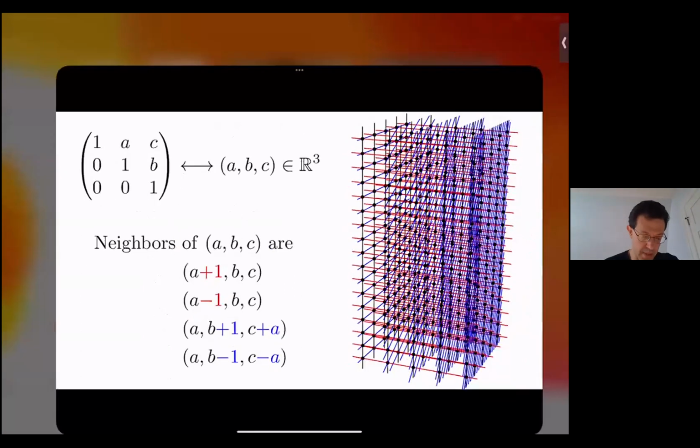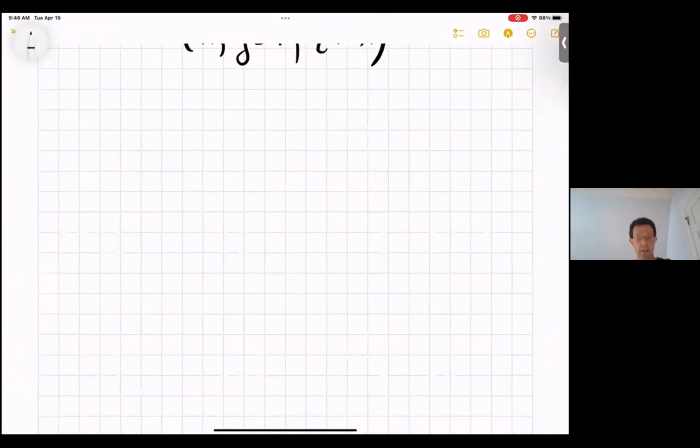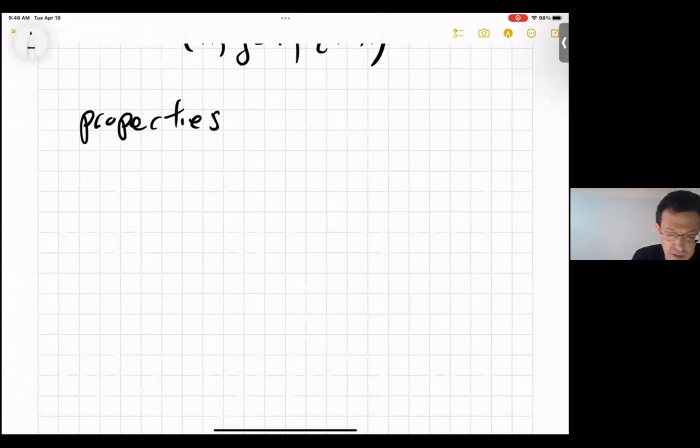Okay, let me go back to my notepad. So let's say some properties that I want you to see. This is really a crash course on Heisenberg geometry.